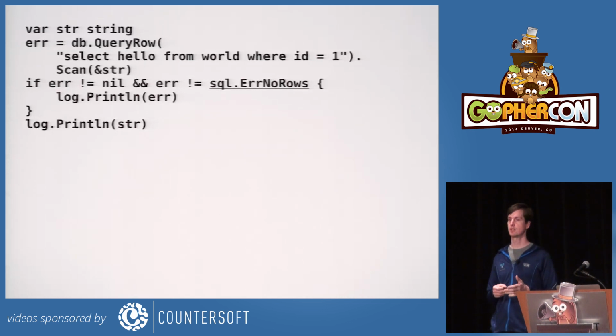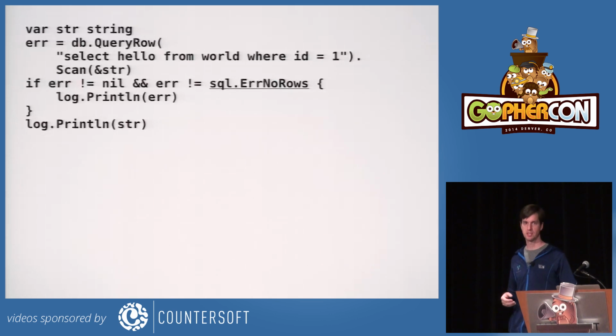Idiomatically, like in most of Go, after everything that could possibly go wrong, you will check for an error after it. And QueryRow has a special case error that can be returned only from QueryRow and not from any other place in the database/sql package, which is this error, ErrNoRows. If that query returns 0 rows, then you'll get ErrNoRows, which is a signal to you that your variable str did not get a value copied into it.